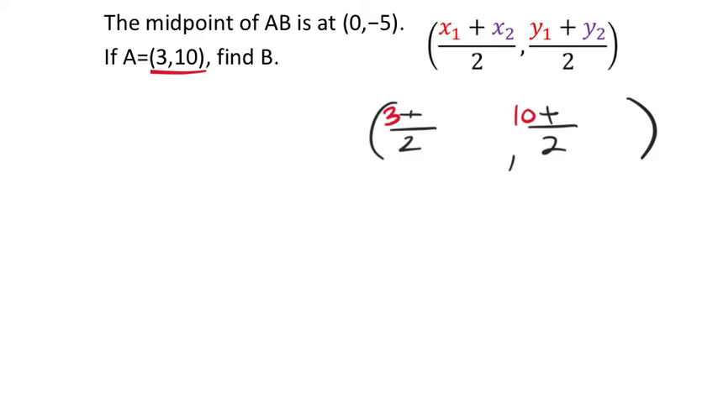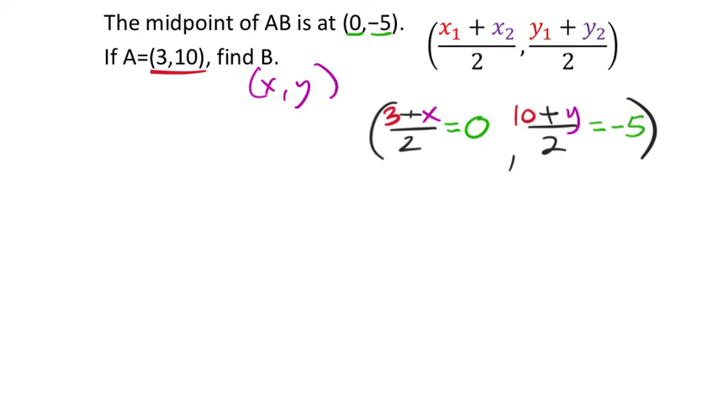What we don't know is the ordered pair for B, so I'm just going to use an x and a y there. But what we do know is that their midpoint values are 0 and -5. So this x would be 0, and then this y would be -5. Okay, and then what we have now is two equations that we're going to solve for x and y, the new x and y for the endpoint B.